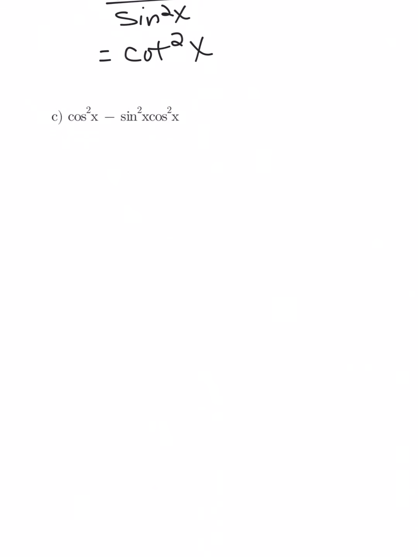On example C, in looking at this, we do have a bunch of squared functions, but as it stands right now, none of this is actually a Pythagorean identity. But notice that the first term has a cosine squared, and so does the second term. So we are going to factor out cosine squared of x. If we do that, from the first term, taking cosine squared divided by cosine squared, you're going to be left with 1 minus, from the second term, you will be left with the sine squared of x.